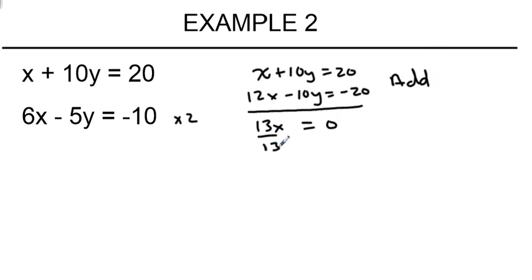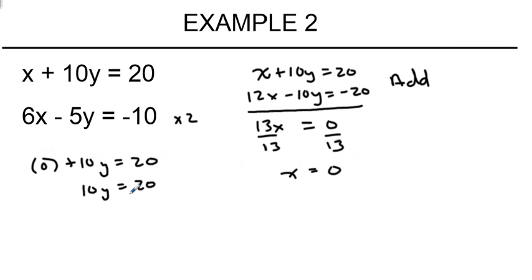And so divide by 13. And so x equals 0. All right, so when I go to plug that back into here, remember when you substitute, you place it in brackets. So 10y equals 20, divide by the number in front of the variable, and so y equals 2. So my solution then would be 0 and 2.